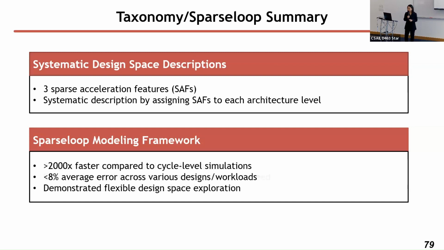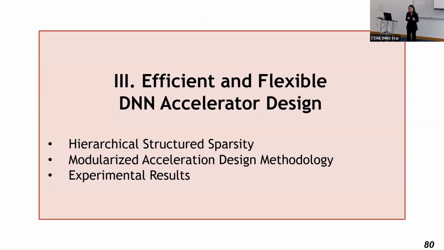With our experiments, we have shown we achieve more than 2000x faster compared to cycle level simulations and accurate modeling as well as flexibility. So I will move on to a different topic. So any questions at this point for Sparseloop and design space? Okay, nice. Okay, no questions, right? Okay.